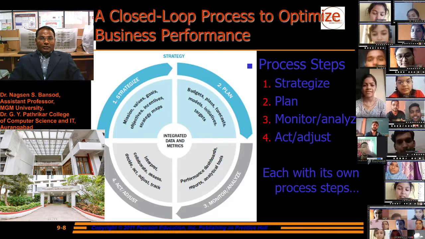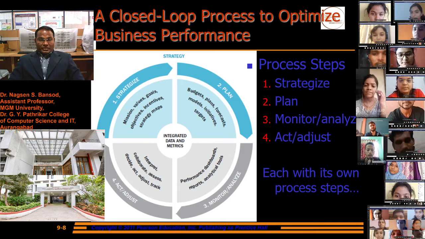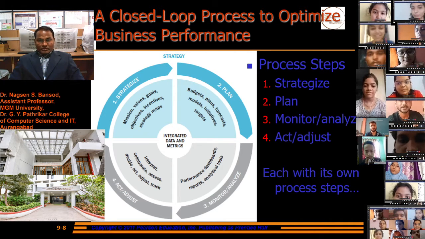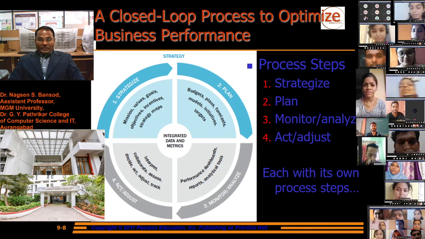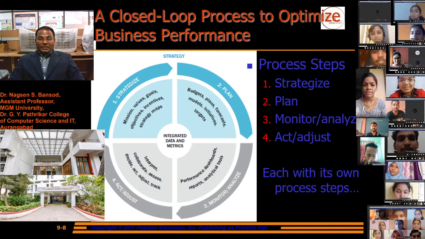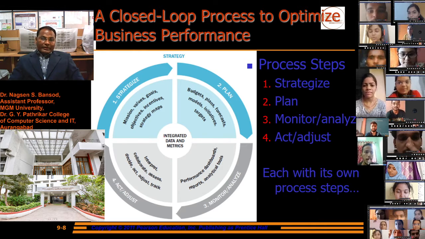Now look at a closed loop process to optimize business performance. This is the diagram of a closed loop business performance optimization. The process steps are: first strategize, then plan, then monitor and analyze, and act and adjust, each with its own processing steps. The first step is the strategies.